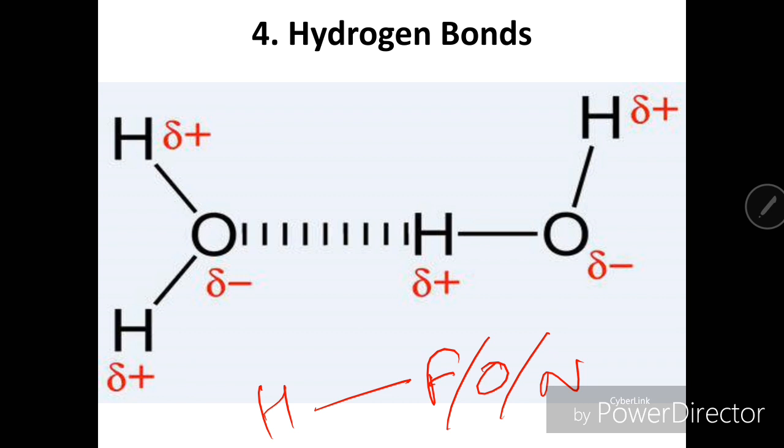Let us take the example of the water molecule. In the water molecule, oxygen being electronegative has a partial negative charge, and hydrogen being electropositive has a partial positive charge. Now the hydrogen of one molecule will attract to the oxygen of another molecule through weak electrostatic attraction, that is a hydrogen bond. So this is like dipole-dipole interaction, but it is stronger.